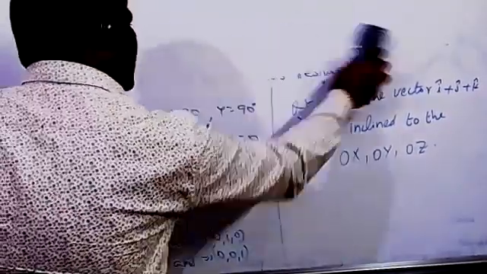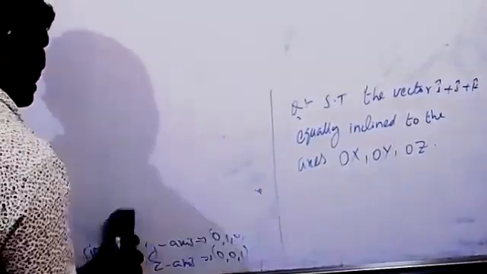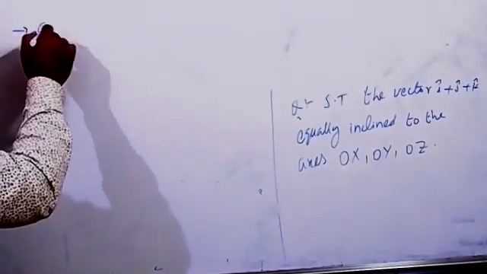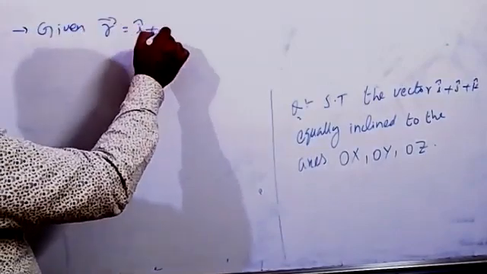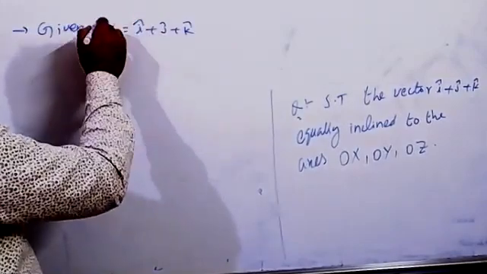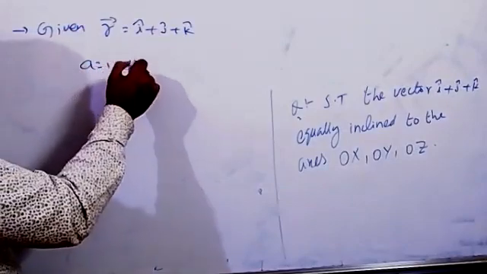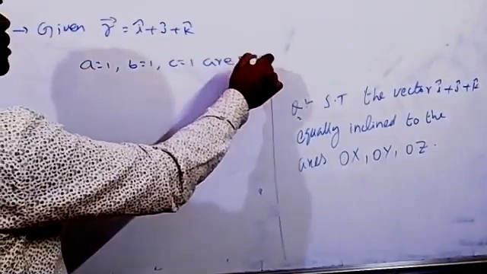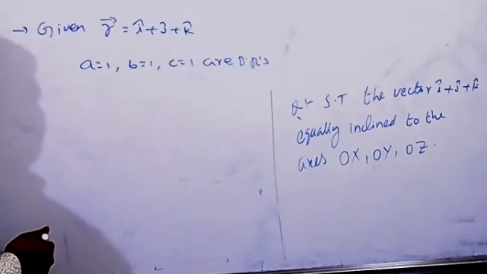What direction ratios here now? A, B, C are the direction ratios. First, please tell me, what is the given vector here? Given vector r bar is equal to i plus j plus k. Based on that, you can write the value of a equal to 1, b equal to 1, and c equal to 1 as the direction ratios. Now we can find the values. So direction cosines are required now.